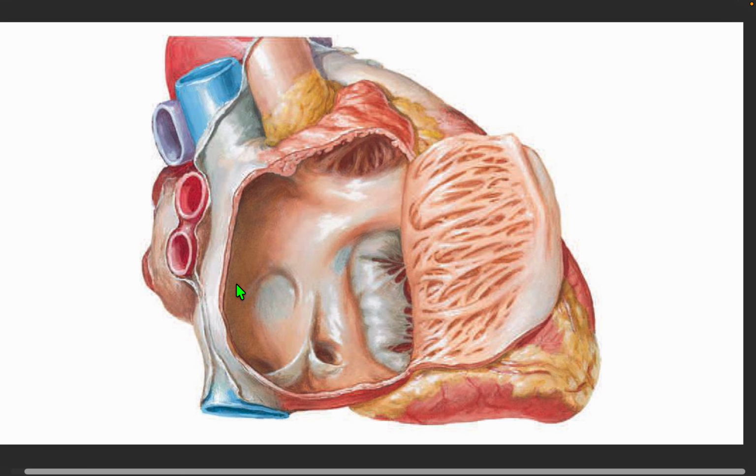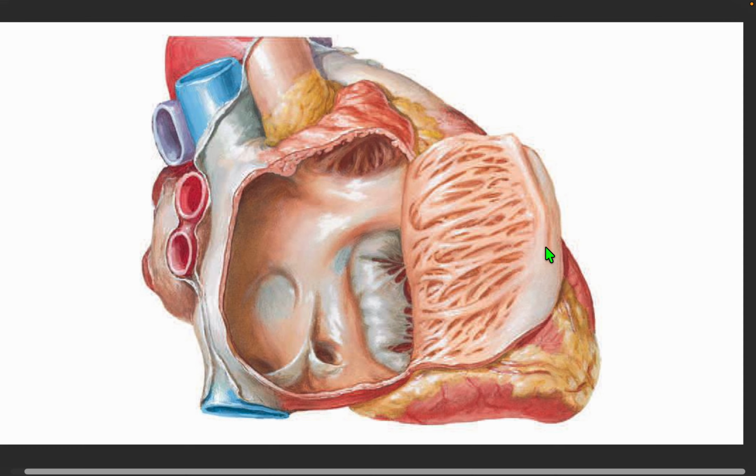Now we will move towards the atrium proper. In the atrium proper, we have crista terminalis, musculi pectinati, and also part of the interatrial septum as well. First, we will see the crista terminalis. We can identify the crista terminalis clearly here.